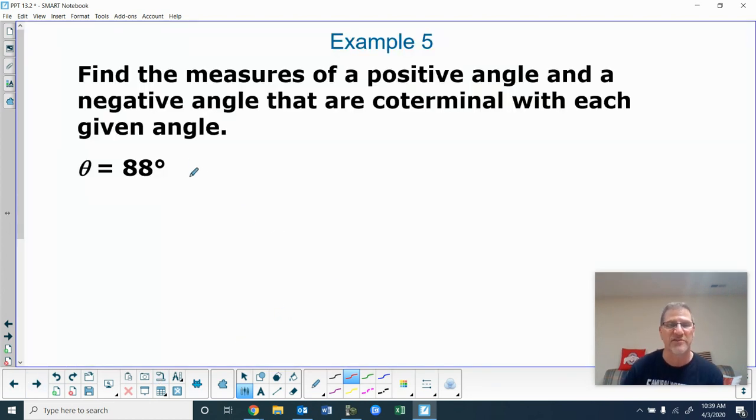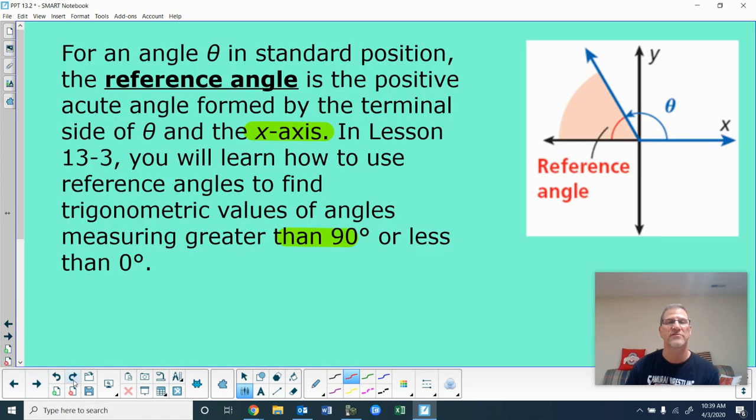For 88, we're going to do the same thing. Plus and minus 360. You guys can do that on your own to get those two answers.